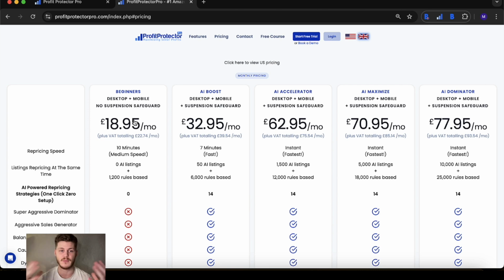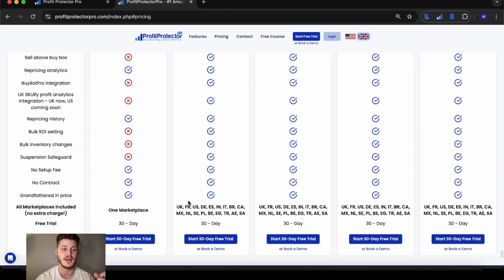So there's all manner of ways that you can change your plans. So don't worry if you sign up and you plan to change that a little bit later down the line. There is of course a free trial period as well, so you can try out Profit Protector Pro in full and see how well it works for your business. And trust me, you will not be disappointed.